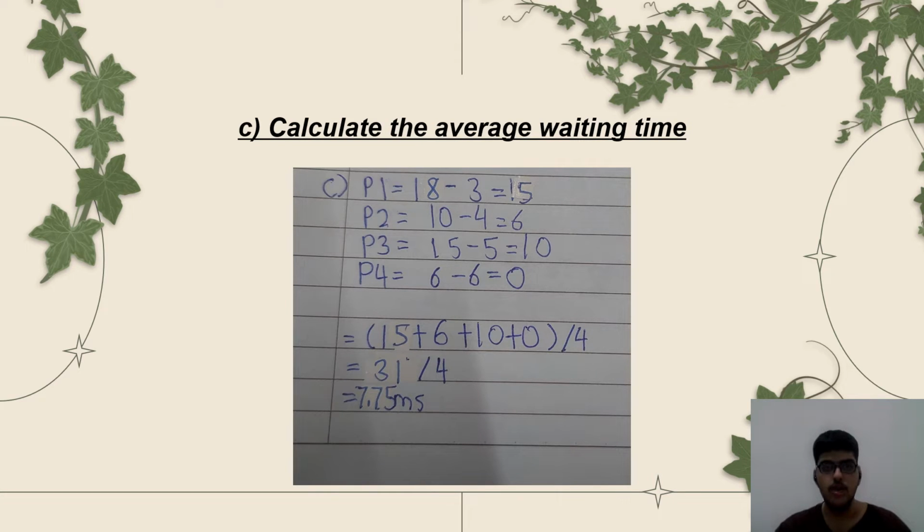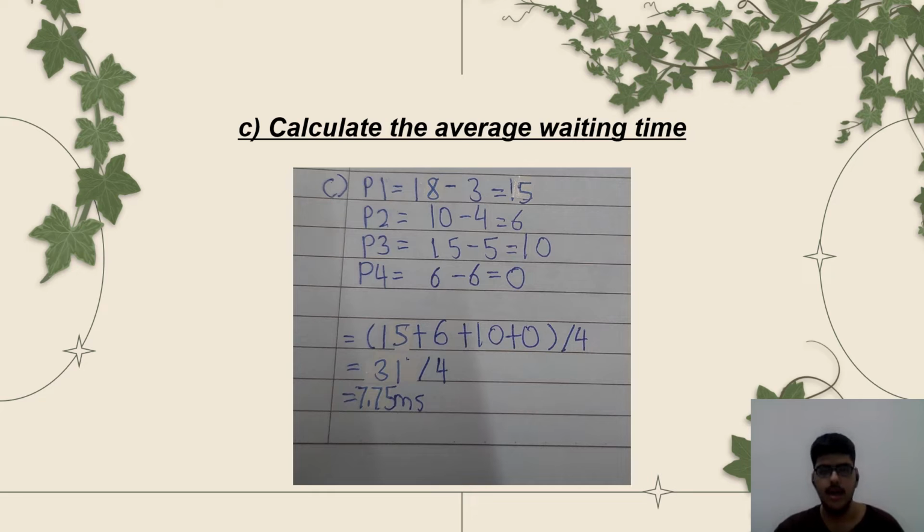C. Question 2C answer: calculate the average waiting time. First you must know what the waiting time is, and then you can calculate the average waiting time. What is the formula of waiting time? The formula is waiting time is turnaround time minus burst time.